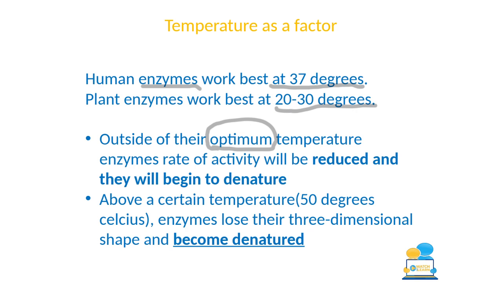So outside of this temperature of 37 degrees in human beings, enzymes' rate of activity will reduce and they will begin to denature. And denature means that they have lost their shape and they have lost their function. So on our mind map, 2 features of denatured enzymes: they have lost their shape and lost their function.